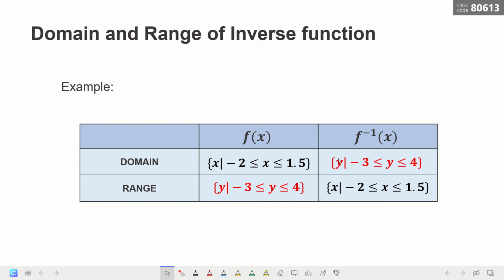But since we defined domain as an input value, as an independent value, ang nagre-represent ng input value, nagre-represent ng independent variable is x. So, that's why we interchange x and y. So, this is also the reason why we interchange x and y in the process of finding the inverse.